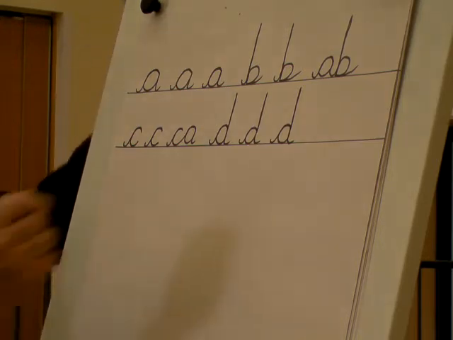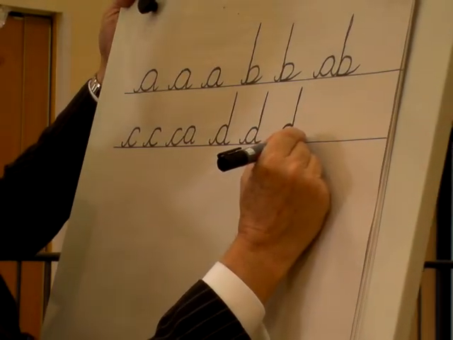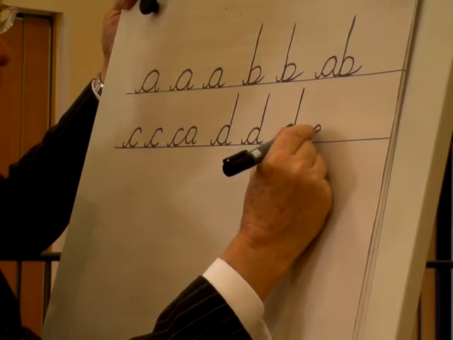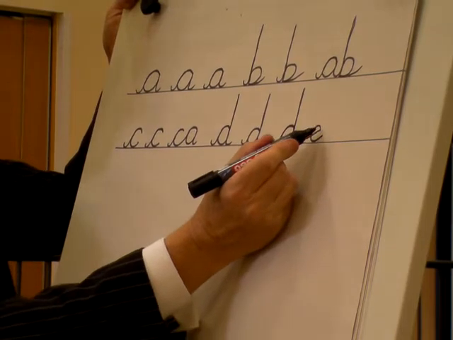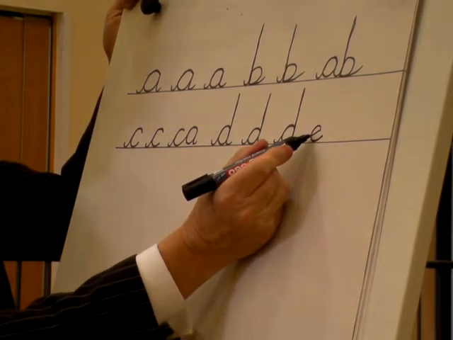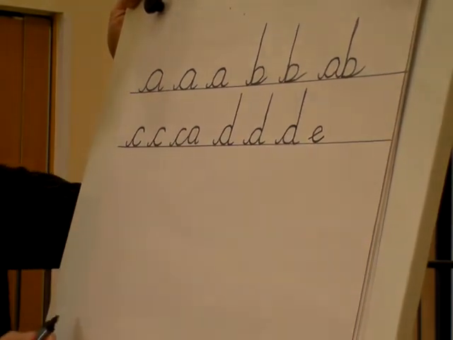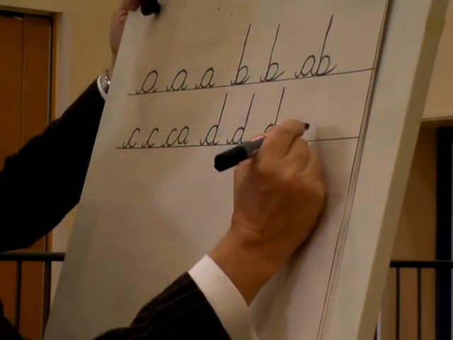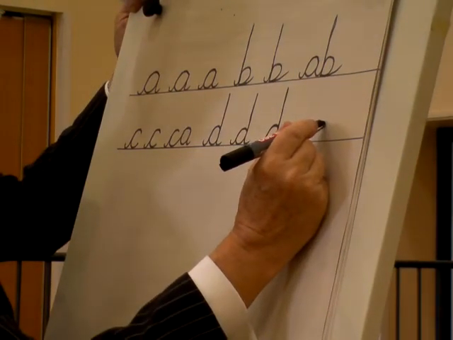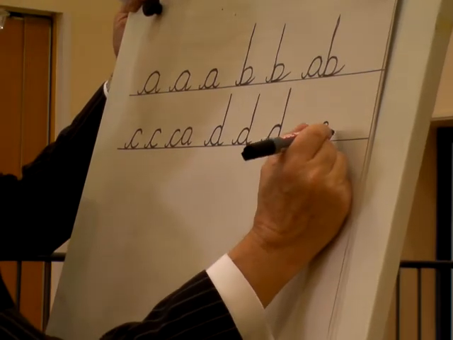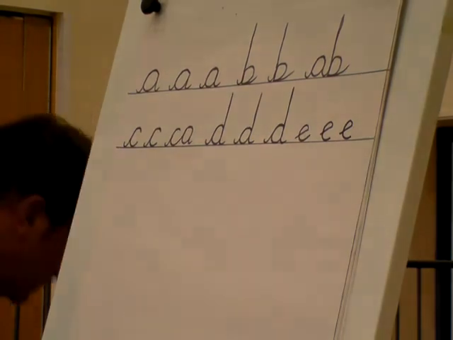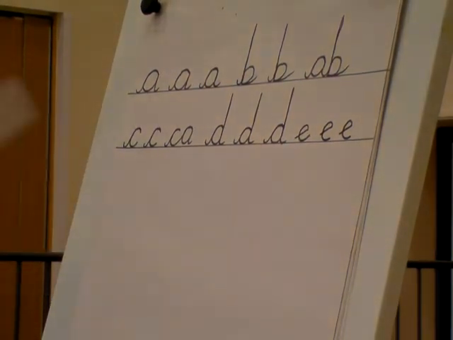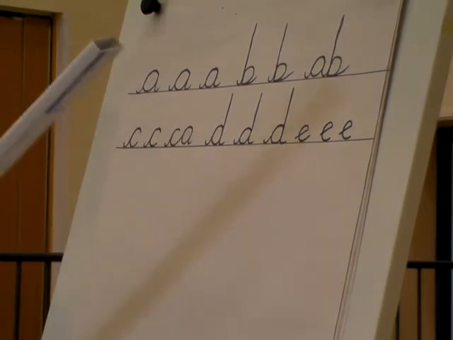Okay, E. Watch very carefully. E. And if you look there, you can see that that first stroke goes a little bit before the actual letter. And the reason we do that is so that we can join it up. Now that's the E. So we've done A, B, C, D and E.